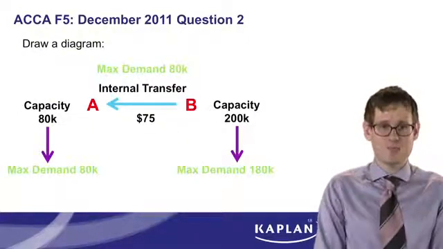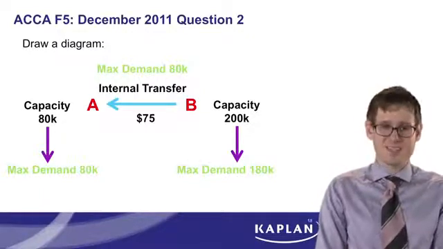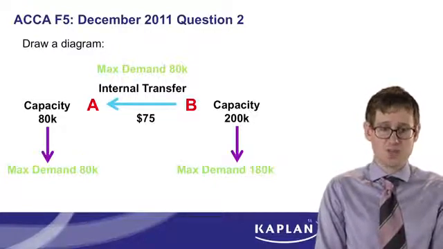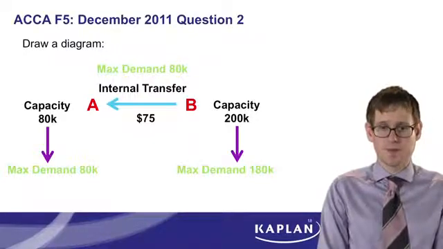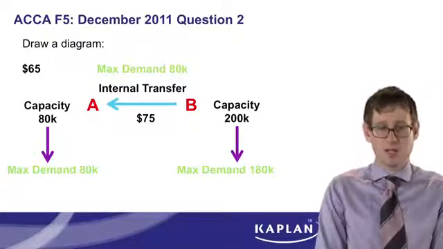So here we can see our original diagram. What I would recommend in the exam, once you've finished with the diagram, is just to cross out the figures from A and write the new figures that you'll need in Part B. These include in this question the fact that Division A can now purchase bath fittings externally for $65.